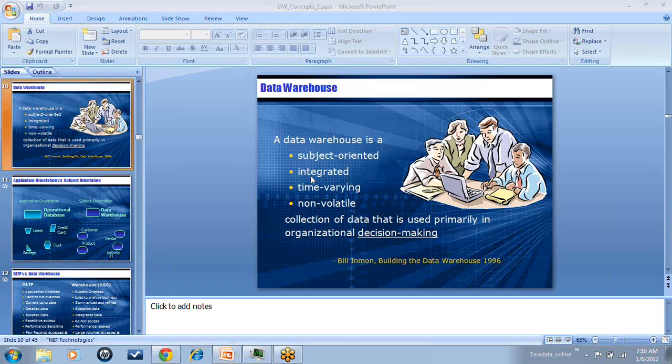That is, subject-oriented, integrated, time-varying and non-volatile data which can be used for decision making for business growth. That is called a data warehouse. We have seen each and every term and done all the background work to understand the data warehouse. So, any questions on the warehouse concepts until yesterday, anyone?